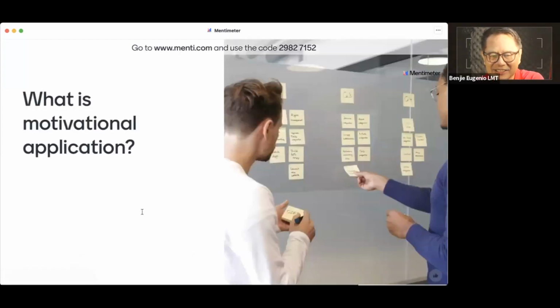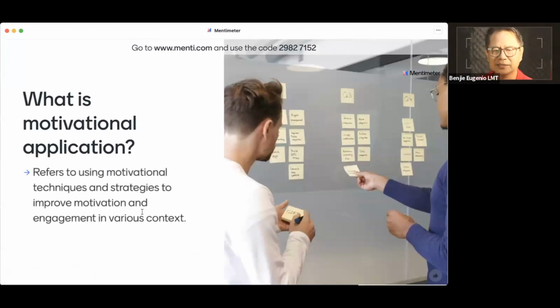And then, the next one is, we will try to define what is motivational application. So we saw earlier, right? We said these are the techniques, these are the theories, these are the thoughts when it comes to motivating individuals or workers in the office. Now, motivational application refers to motivational techniques and strategies to improve motivation and engagement in various contexts.